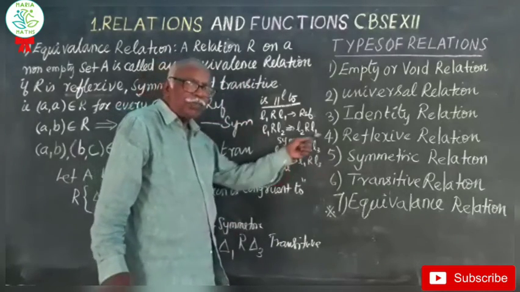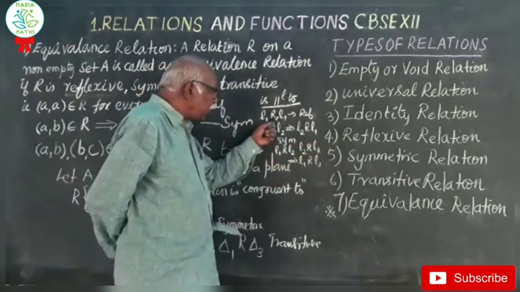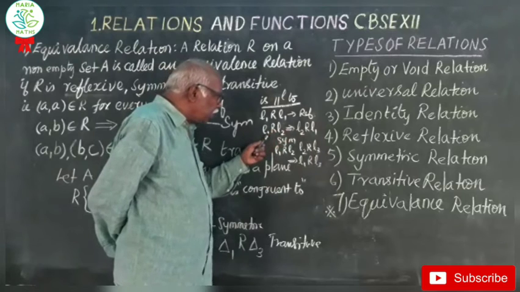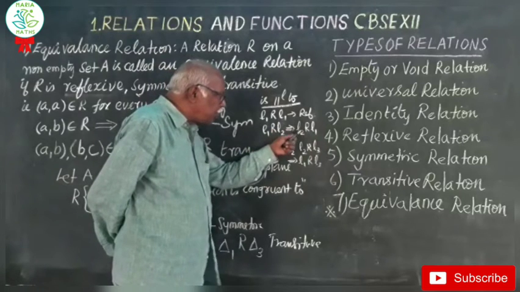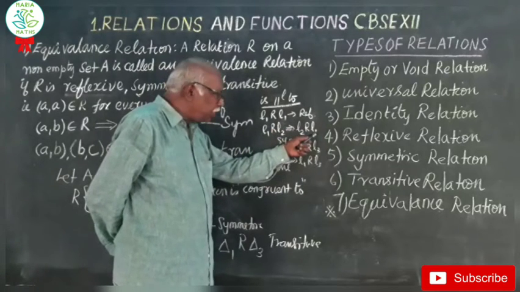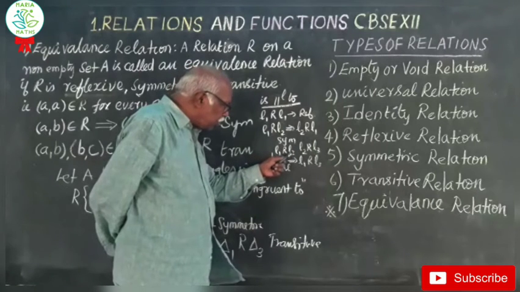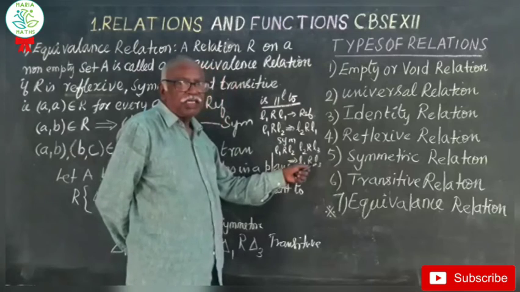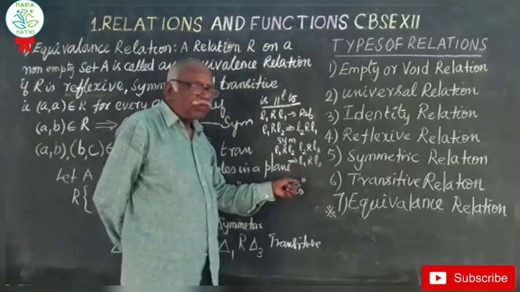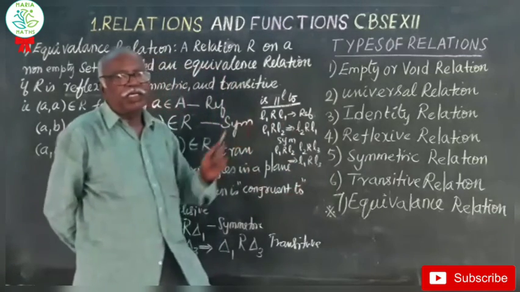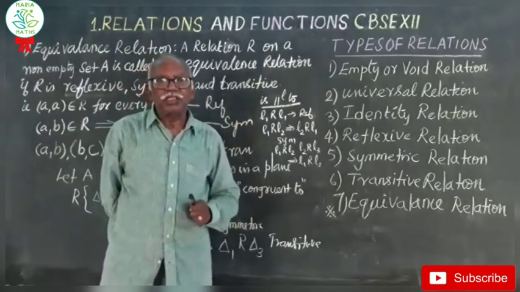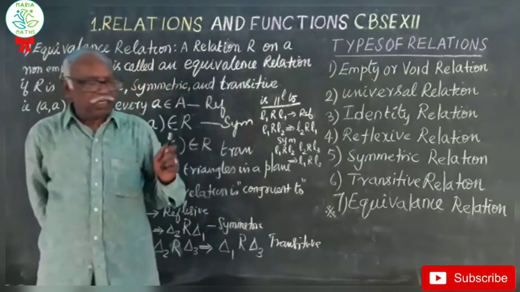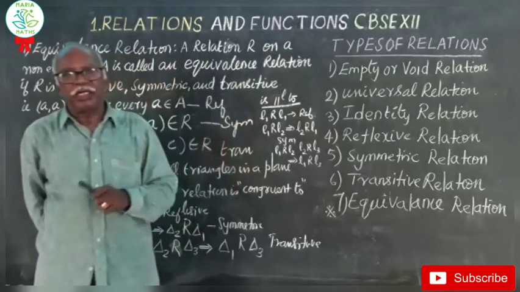Therefore, the relation is parallel to: L1 parallel to L1, reflexive. L1 parallel to L2 implies L2 parallel to L1, symmetric. L1 parallel to L2, L2 parallel to L3 implies L1 parallel to L3, transitive. Hence the relation is an equivalence relation. These are all examples of equivalence relation.